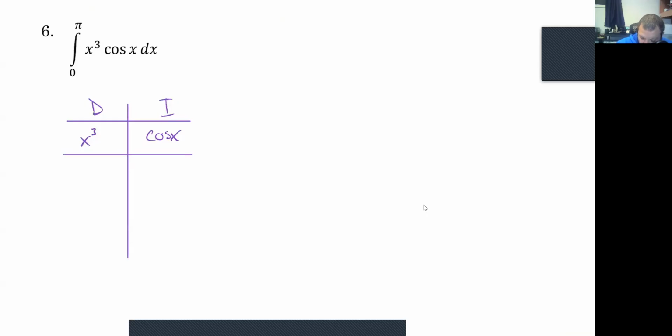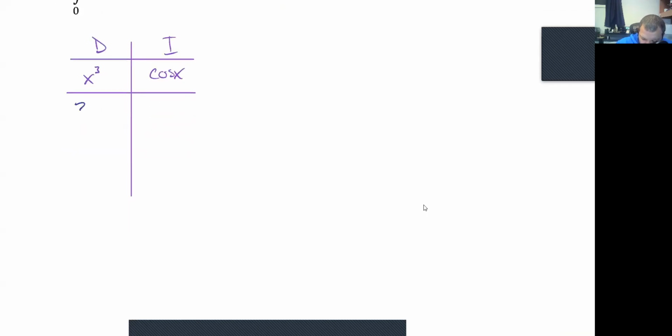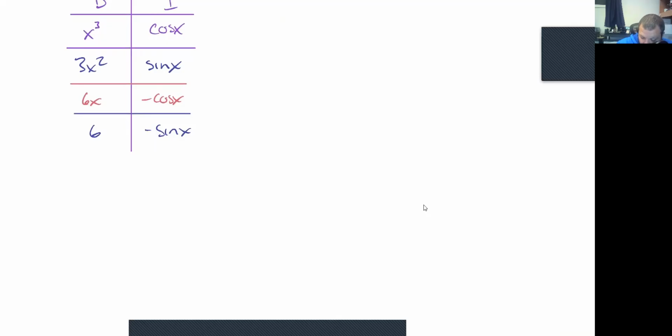So if we took the derivative of x cubed, we'd get 3x squared. If we took the antiderivative of cosine, we're going to get the sine of x. If we took the derivative of 3x squared, we're going to end up with 6x. If we took the antiderivative of sine, we're going to get negative cosine. If we took the derivative of 6x, we're going to end up with 6. If we took the antiderivative of negative cosine, we're going to end up with negative sine of x. And then this is how we know to stop. We get to a 0 on this left side, and the antiderivative of negative sine would be cosine again.